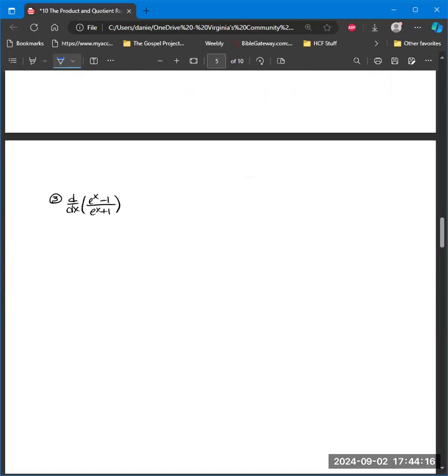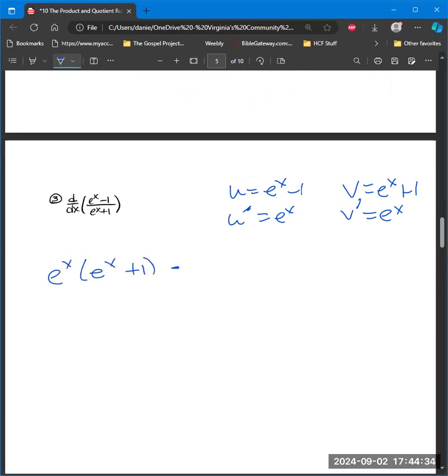Now let's look at u equal to e to the x minus 1, and v equal to e to the x plus 1. So u prime will be equal to e to the x, and v prime will also be equal to e to the x. So we have u prime times v minus v prime times u all over v squared. I see a common factor of e to the x in the numerator.